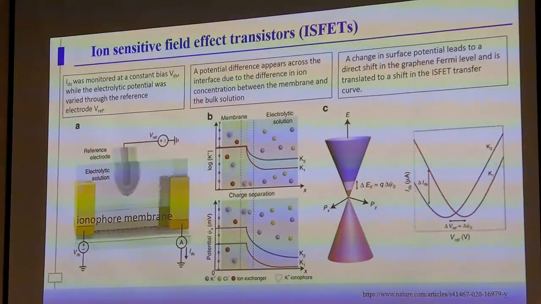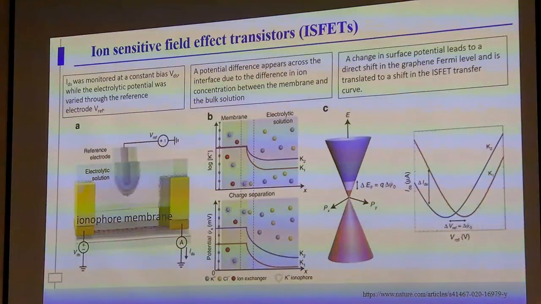This is another example about an ion sensitive field effect transistor. So here you have a simple device. And in this device, the new thing is that they put one ionophore membrane on top of the graphene. And then in the liquid, you have this reference electrode between source and drain. So when you have the analyte here, simply look, there is a potential difference here due to interaction of these ions with the graphene device. And here we can see the shift in the Fermi level.